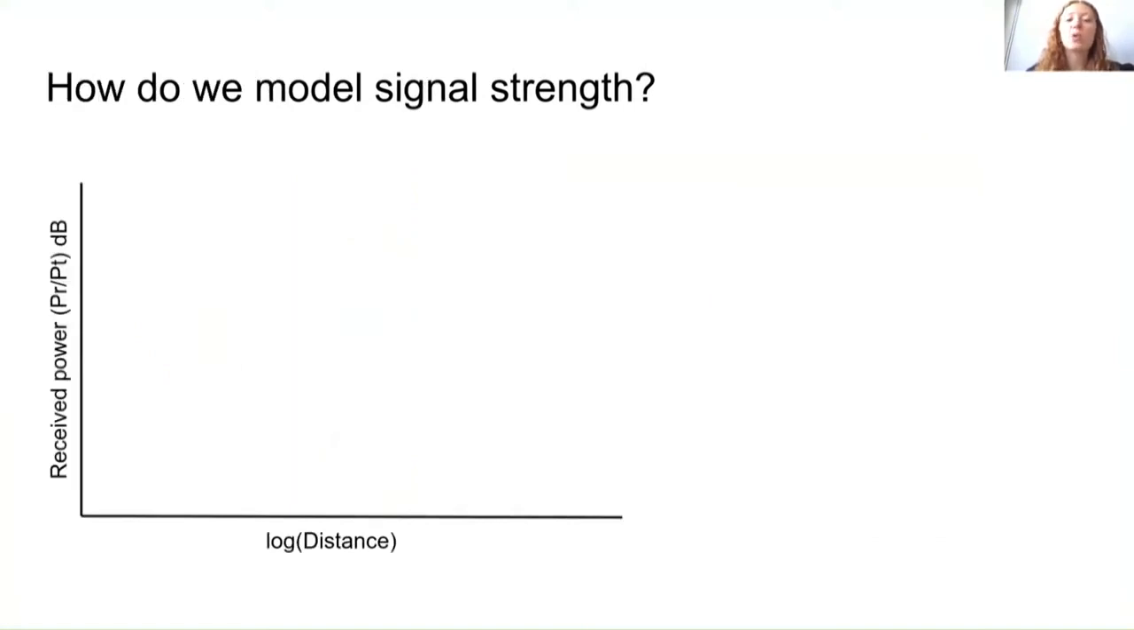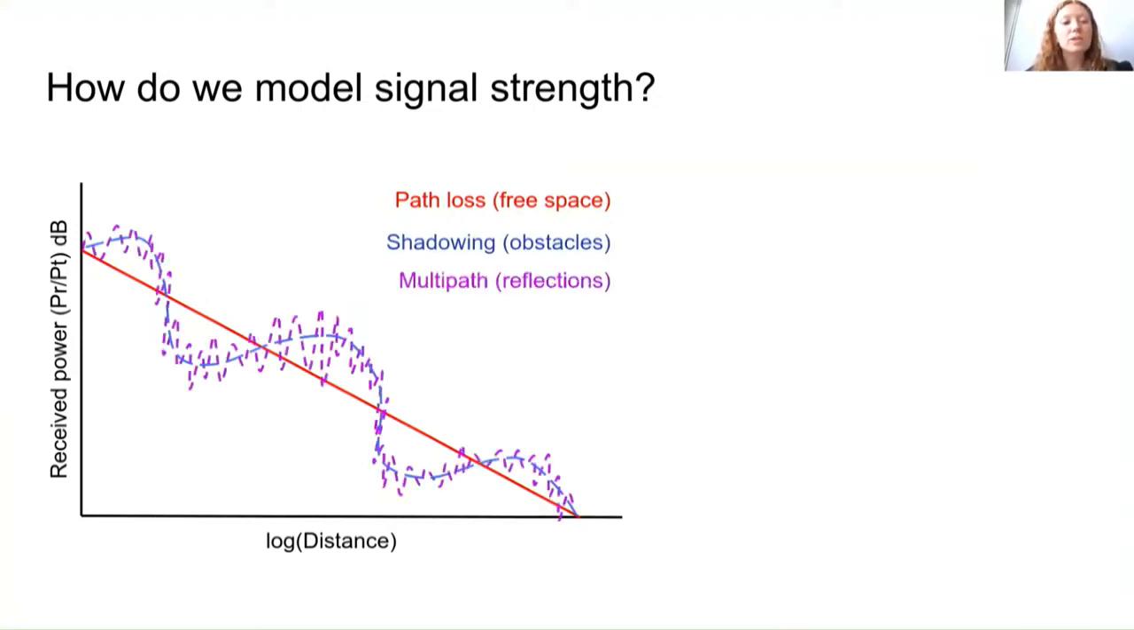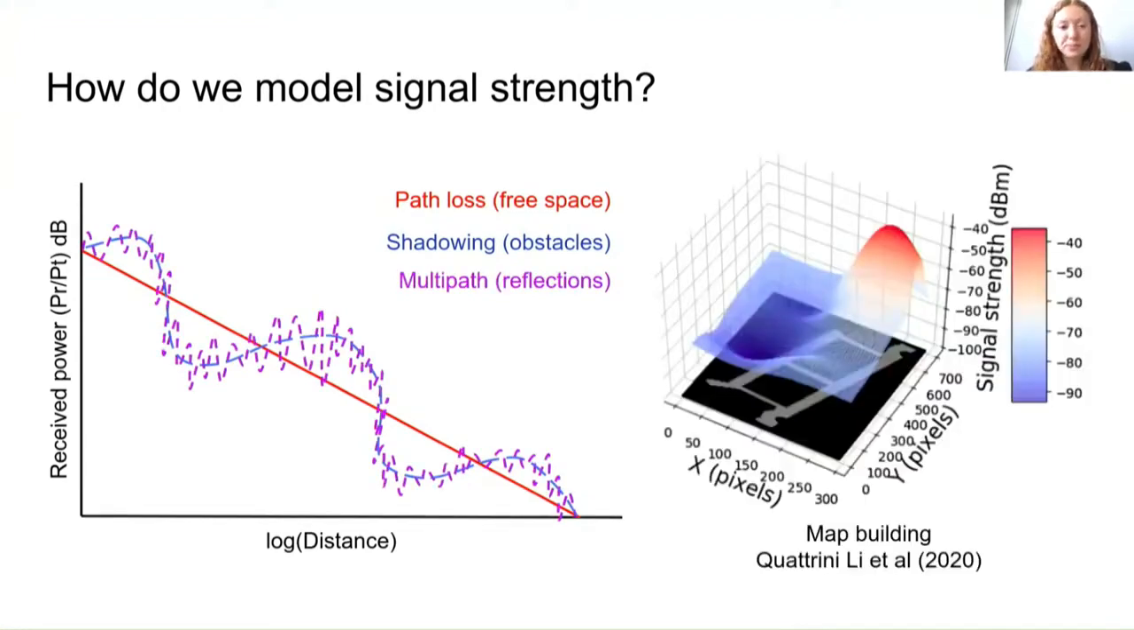Radio signal propagation is a multi-scale process. First-order models are a linear function of the log distance between the transmitter and receiver, which captures the attenuation due to free space. Second-order models consider shadowing or slow fading, which captures the attenuation due to obstacles. Third-order models consider multipath components, or fast fading, which captures reflected and diffracted signals.